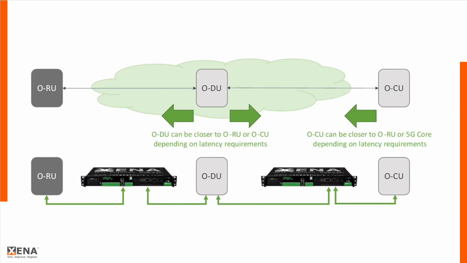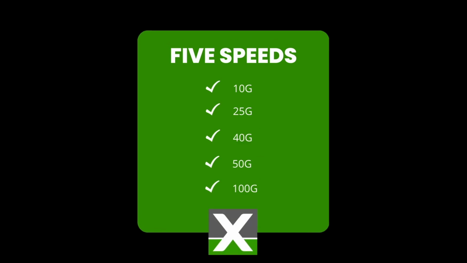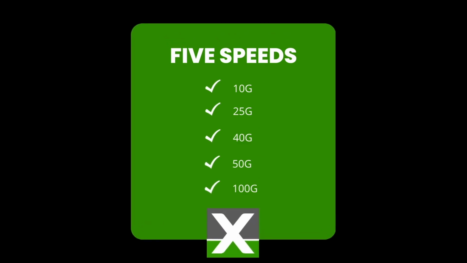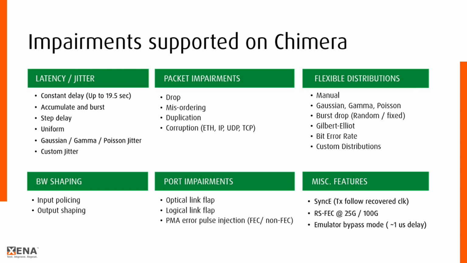Chimera can sit between a DU and RU, or between DU and CU, depending on what you want to test. It supports all speeds from 10 to 100 gig, and it makes it easy to add a lot of different types of impairment.